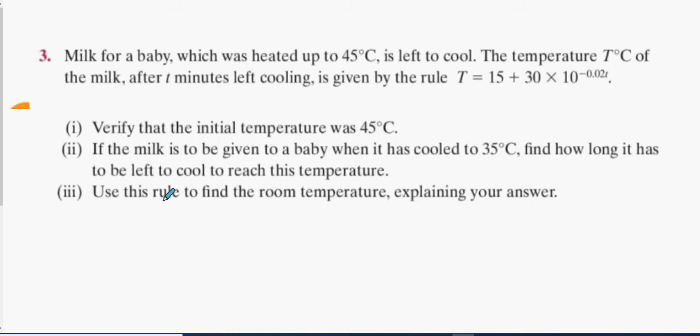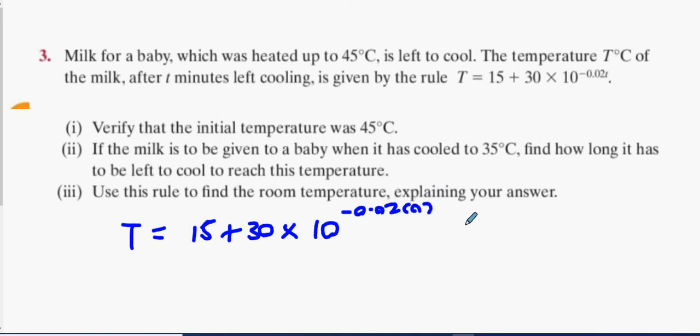Now, for the first formula, replace t with 0, and you should be able to verify that's 45. So multiply 10 by minus 0.02 times 0. Lob all that into the calculator. You're going to get 45 all day long.